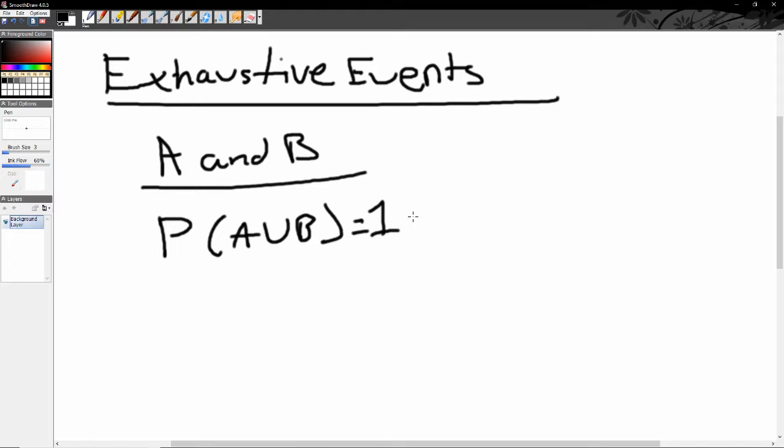What this means is that, for example, if you're flipping a coin, say A is getting heads and B is getting tails. What's the probability of getting heads or tails? 1. It has to happen. So for exhaustive events, the probability that either happens is always 1.